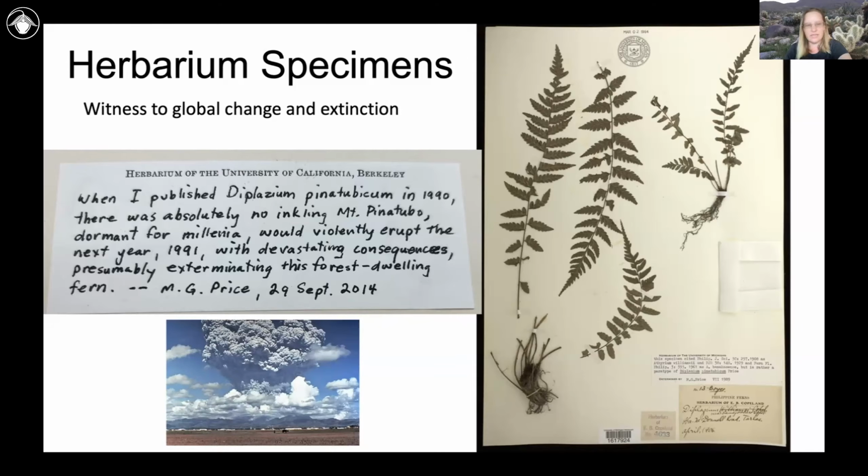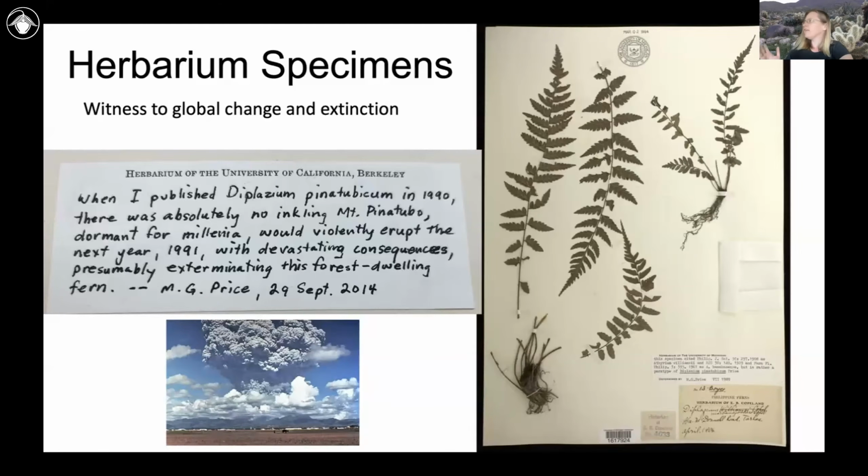So I'm just going to read this annotation label from Mike Price. "When I published Diplazium pinatubicum in 1990, there was absolutely no inkling Mount Pinatubo, dormant for millennia, would violently erupt the next year, 1991, with devastating consequences, presumably exterminating this forest-dwelling fern." So this is an example.